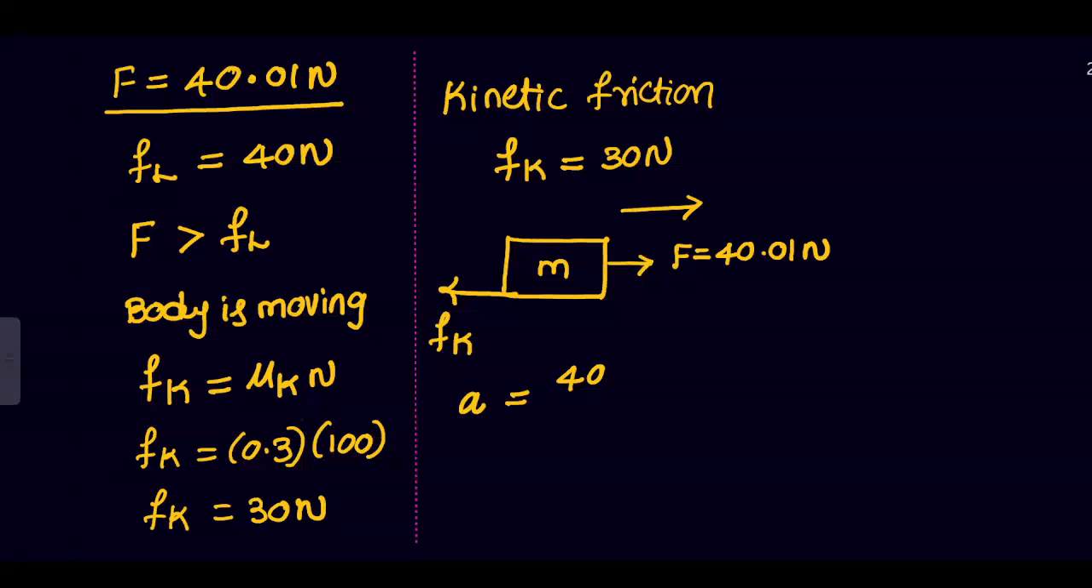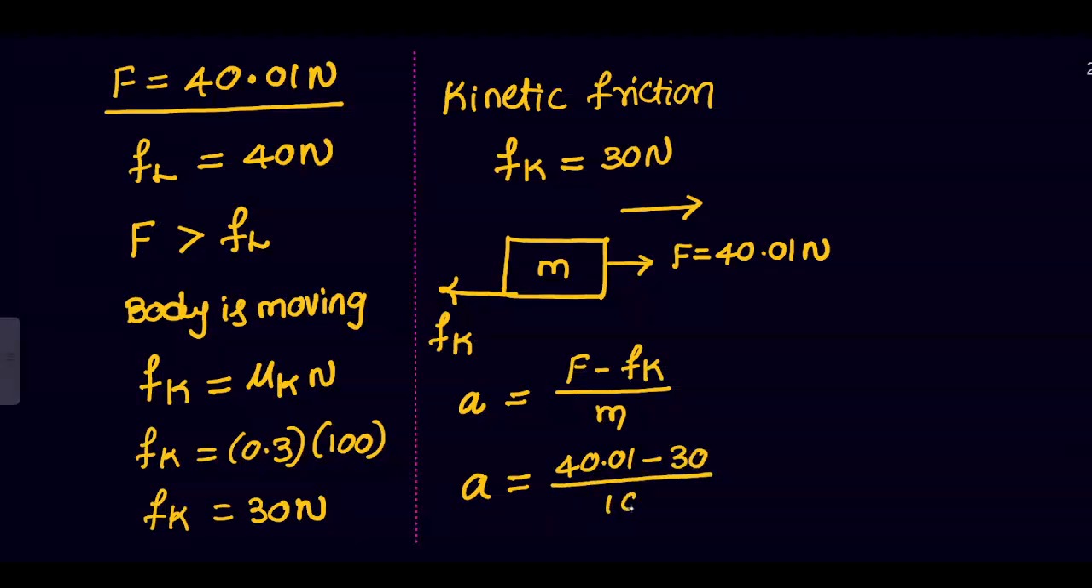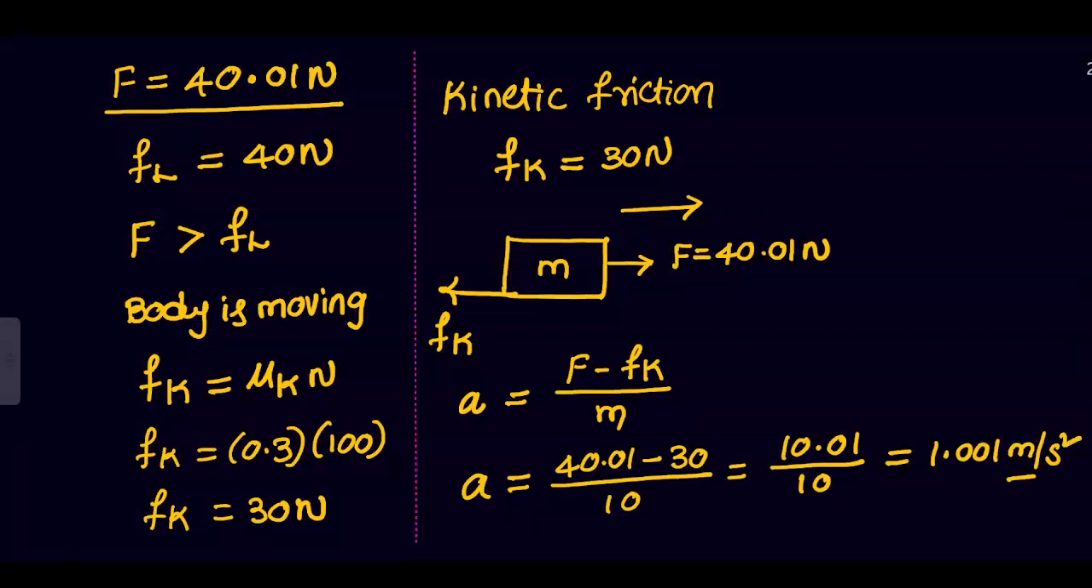So in this case, it is nothing but the applied force minus Fk, divided by the mass of the body. So a is equal to 40.01 minus the Fk value, which is 30, divided by the mass of the body, which is 10. So you can see this value is 10.01 by 10, which will be equal to 1.001 meters per second squared.